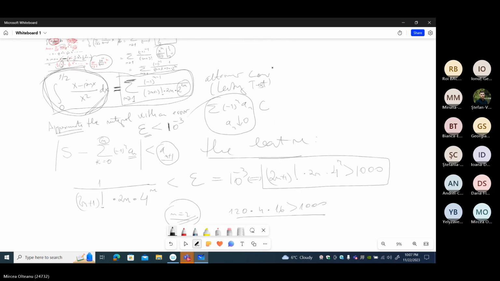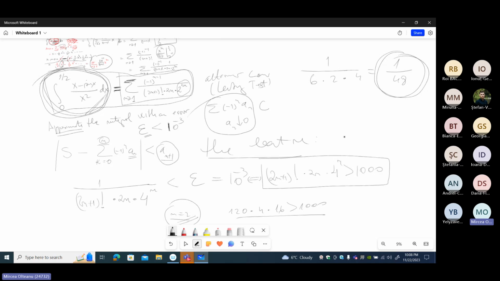So the approximate value will be only the first term, which is an exceptional case. Usually this is not true, but in this case it holds. So it is 1 over, for n equals 1, you get 6 times 2 times 4. So it's 1 over 48. So 1 over 48 is an approximation of this integral, and the error we are making in this way will be less than 10^-3.